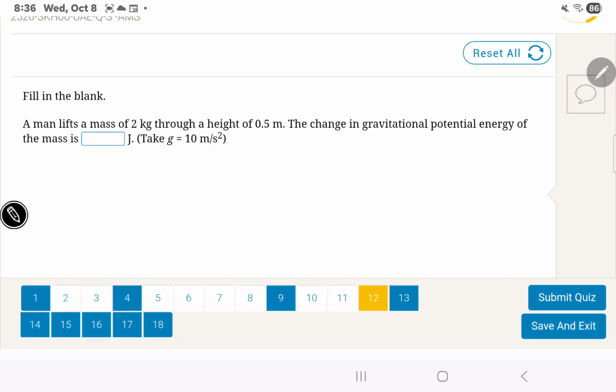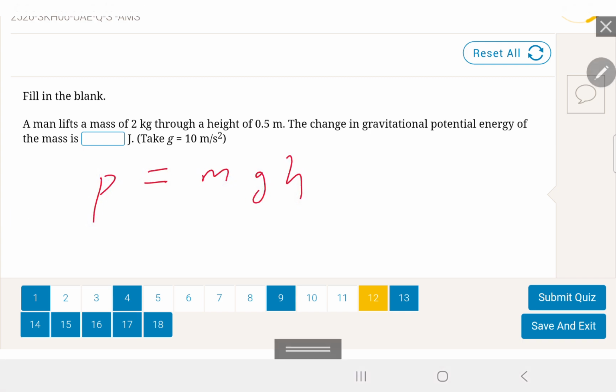Question number 12. A man lifts a mass of 2 kg through a height of 0.5 meters. The change in gravitational potential energy of the mass, what is it? So here, potential energy is equal to mgh. So potential energy is equal to mass, which is 2, times g, gravitational acceleration, which is here 10. The height is 0.5 meters. So if you multiply these, you get 10. So the answer will be 10 joule.